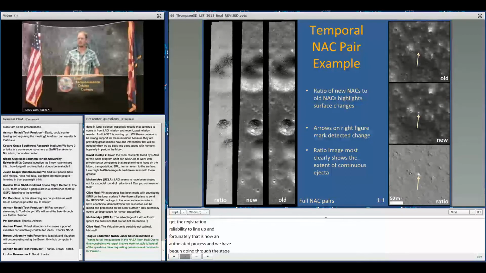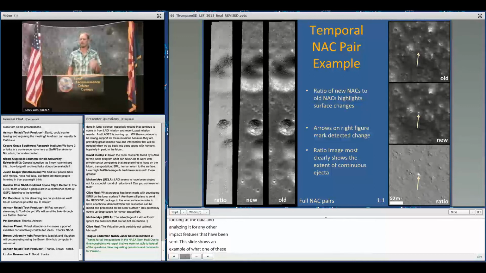This slide shows an example of what one of these temporal NAC pairs looks like. On the left are the 3 products that we scrutinize. The new and old products produce the ratio. The ratio is scanned looking for any change detection between the two, and then we analyze it in the image data. The example on the right shows where an impact was found. It's not seen at the tip of the arrow in the old image. In the new image, it's there. And in the ratio image, it stands out like a sore thumb, nothing like anything else in the scene that was undisturbed. In this case, we call this a high reflectance change, where the surface albedo has brightened relative to prior to the impact. Sometimes it can be a darkening event. We call that a low reflectance change.